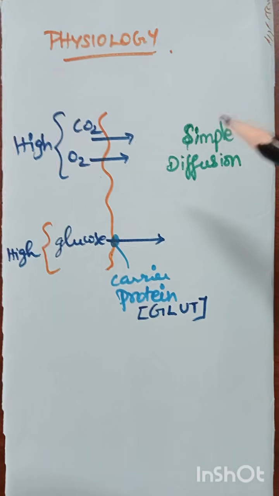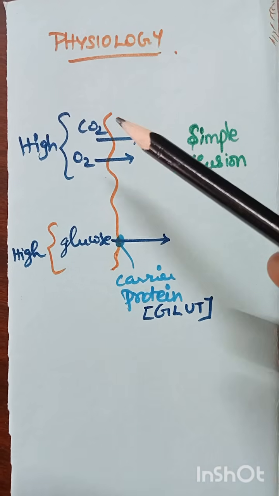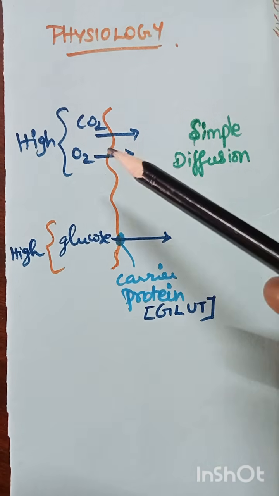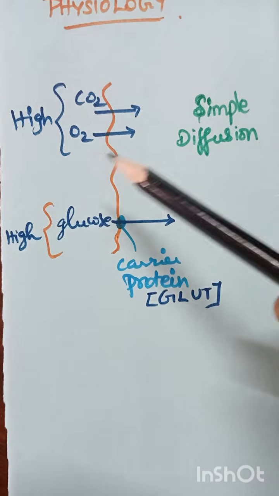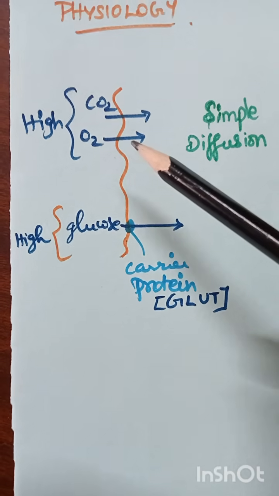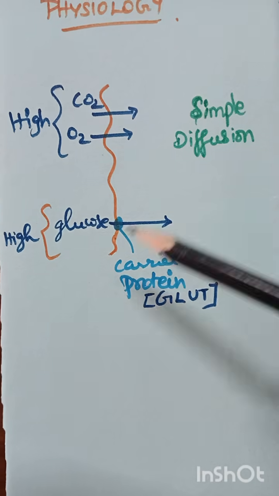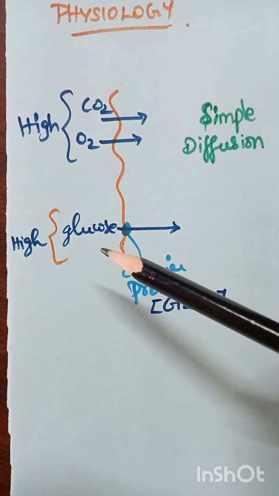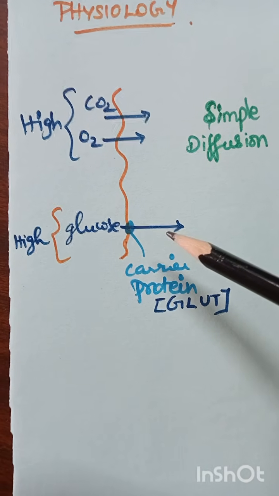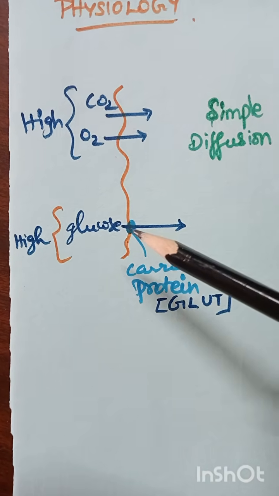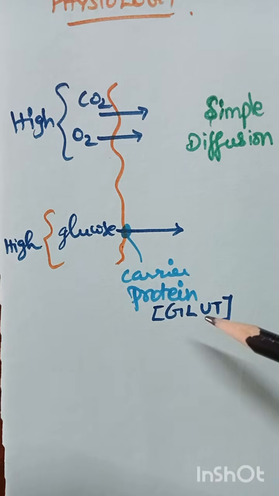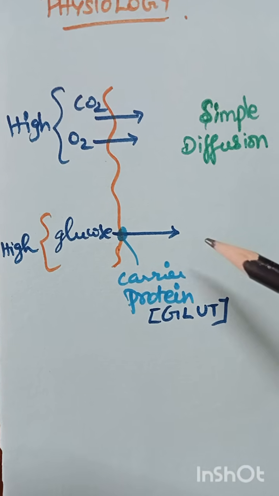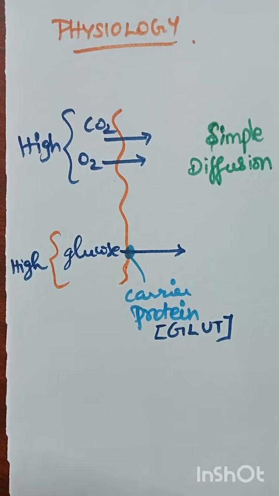Let's see in physiology under passive transport, and this is the cell membrane. Diffusion occurring from high concentration to low concentration without any carrier protein is called simple diffusion, and if there is a high concentration of glucose moving to the other side of the cell with the use of a carrier protein, that is the glucose transporter, it is called facilitated diffusion.